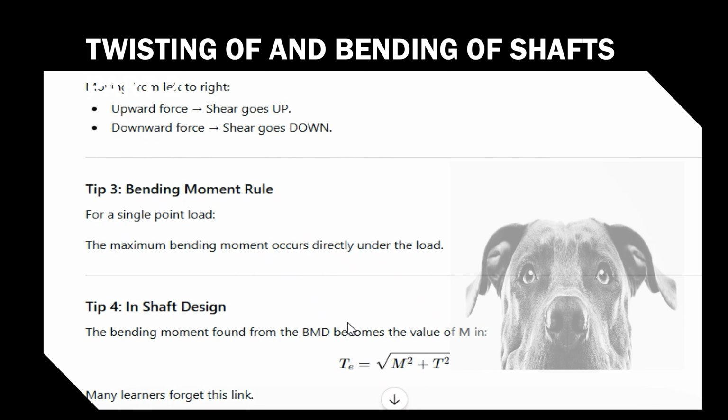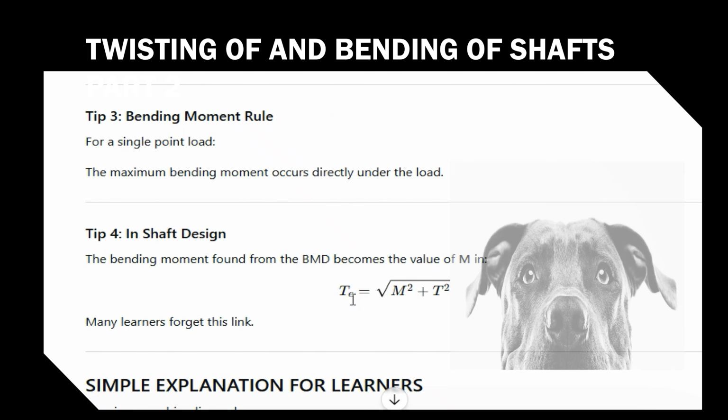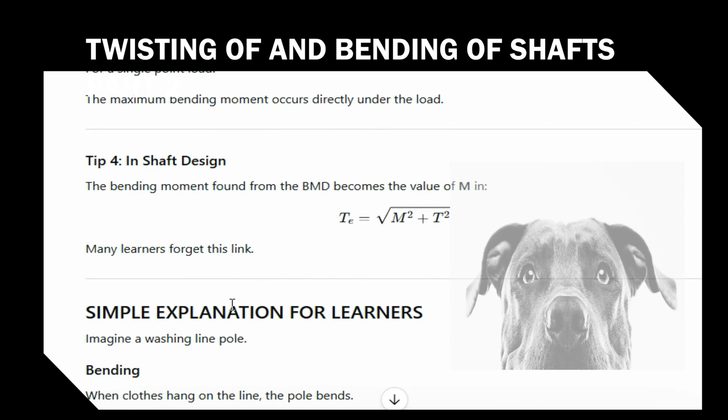But here you must understand these formulas. This TE is the equivalent torque, equals the square root of maximum moment squared plus torque squared.